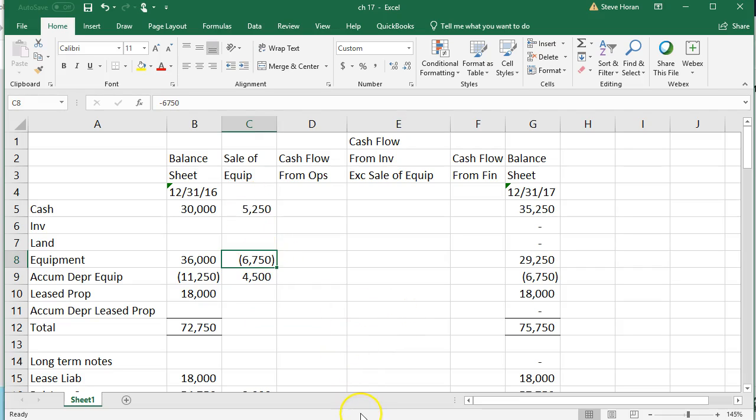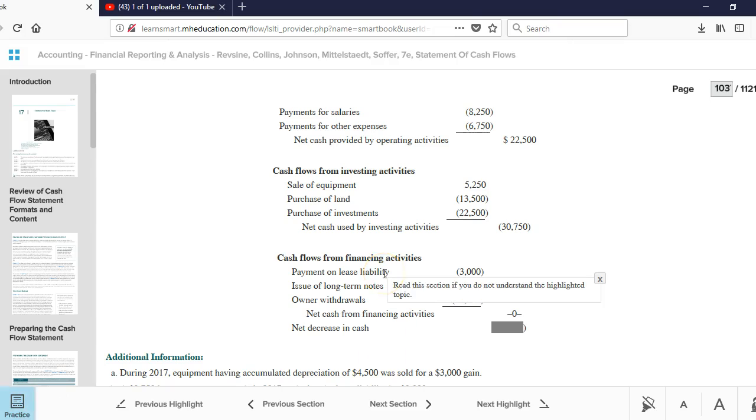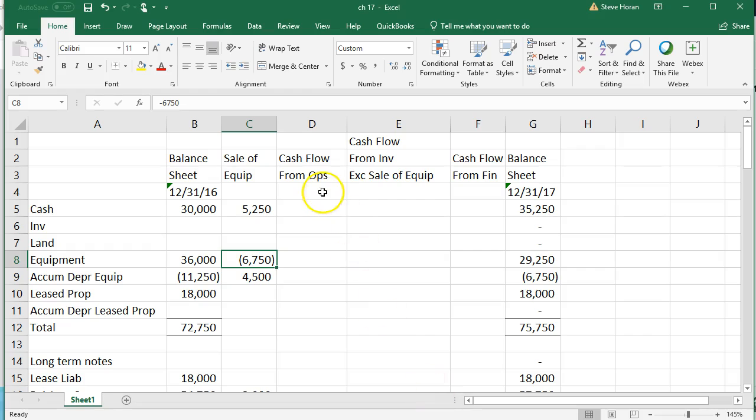Okay, and then we have operations, cash flow from operations. Let's go back and take a look at what was given to us, and they tell us right here, net cash provided by operations was $22,500. So I'm going to put this right here, and cash will go up by $22,500. Well, remember, I have to make some adjustments to that. I have to back out depreciation, so let's go figure out what that is.